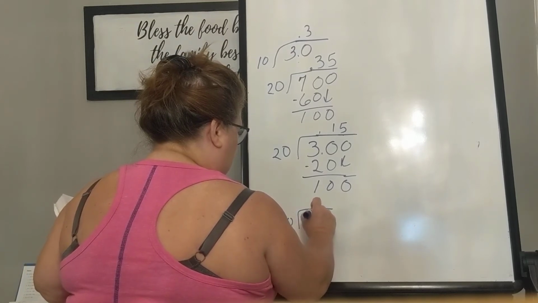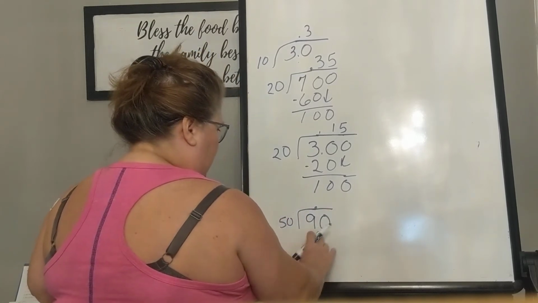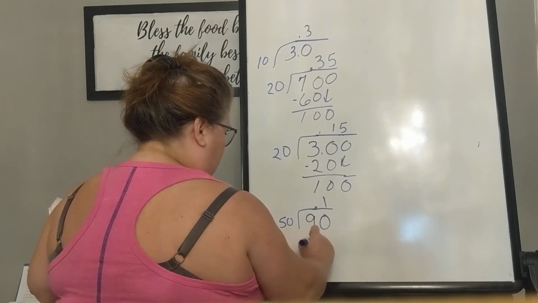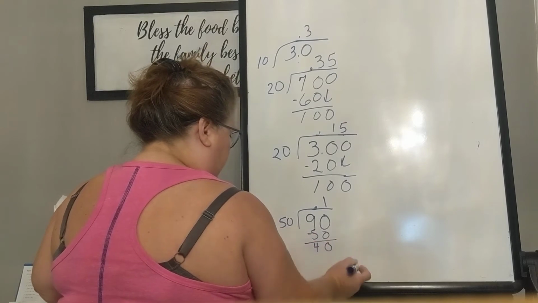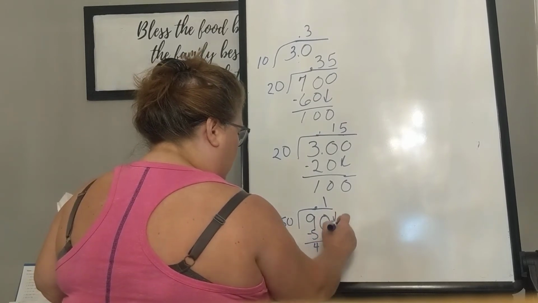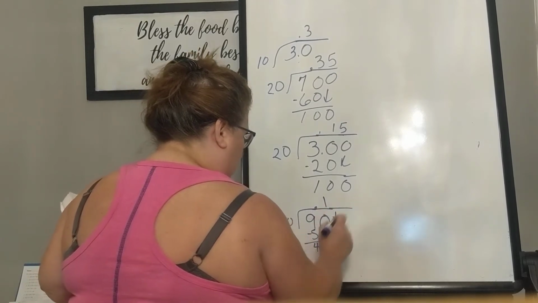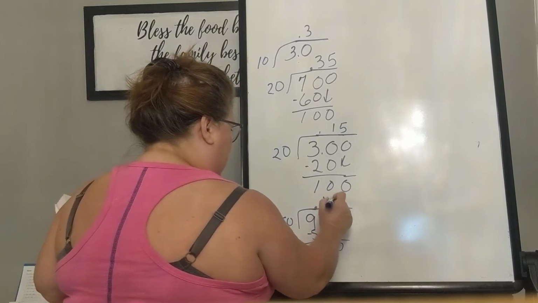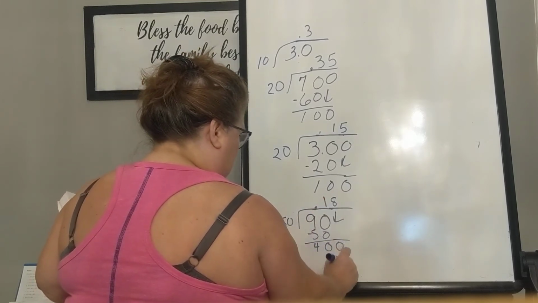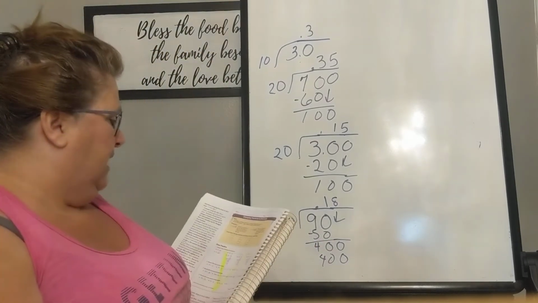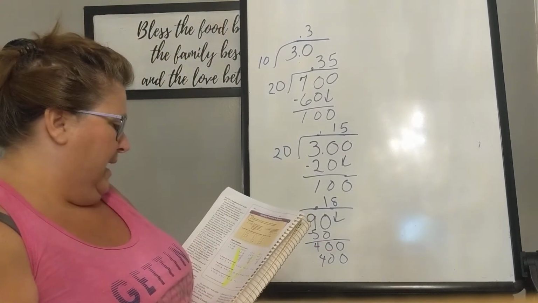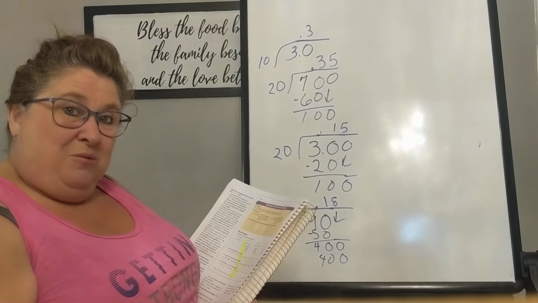And next are zeros and decimal points. How many times will 5 go into 9? 1 time. 1 times 50 is 50. We subtract, we have 40. And next, another 0 and bring it down. How many times will 5 go into 40? That would be 8 times. 8 times 0 is 0 and 8 times 5 is 40. So 9/50 equals 0.18.